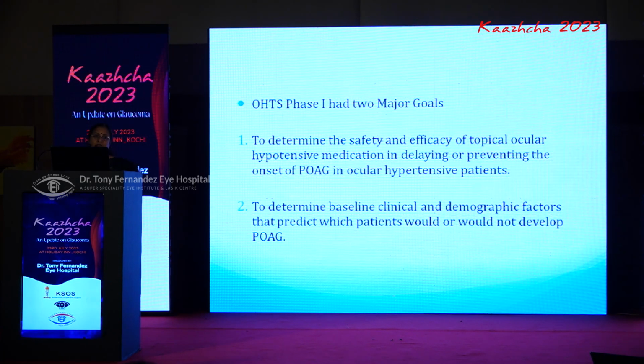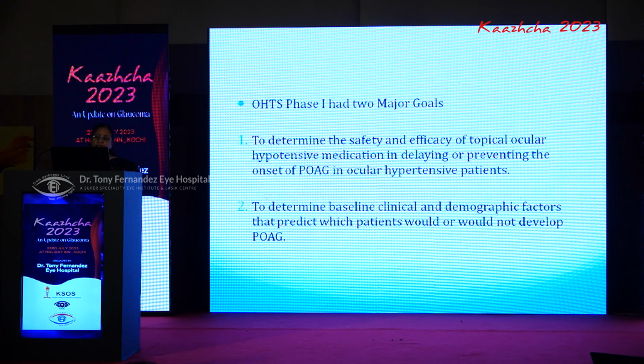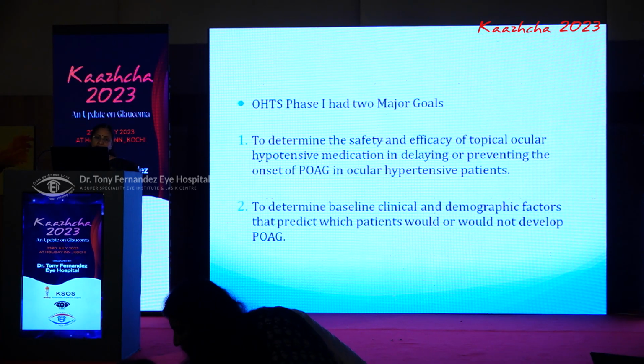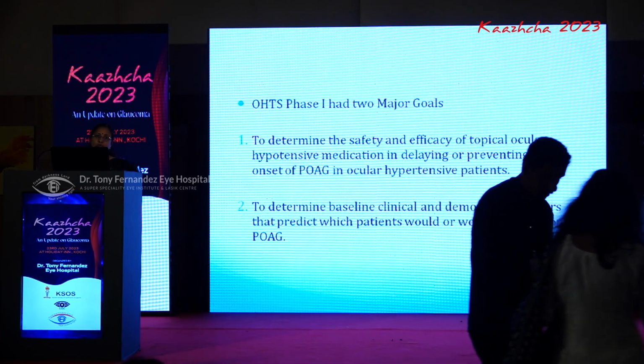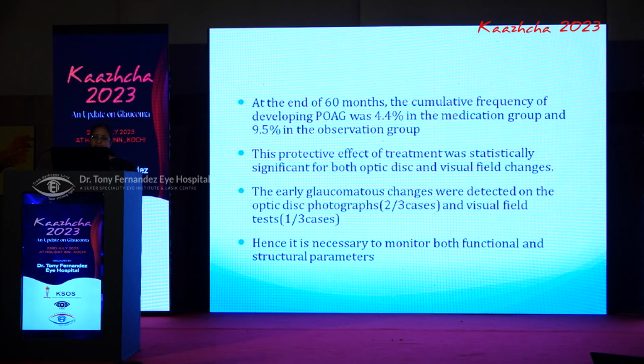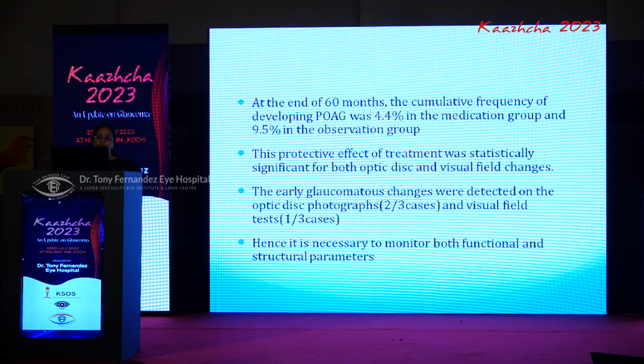In phase 1, the goal was to find the safety and efficacy of topical treatment in delaying and preventing the onset of POAG in ocular hypertensive patients, and also to determine the various clinical and demographic factors which can predict which patient would or would not develop POAG. At the end of 60 months, the cumulative frequency was 4.4% in the medication group and 9.5% in the observation group. So it clearly proved the protective effect of treatment because it was statistically significant.